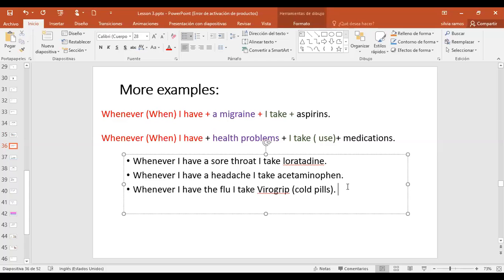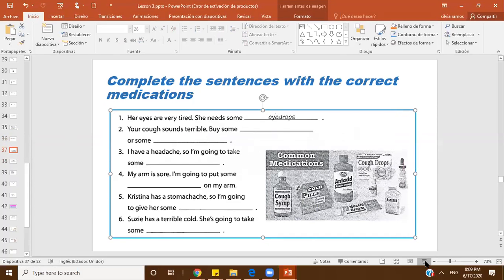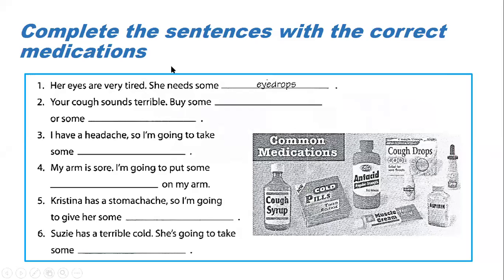Okay, very good. So we were practicing yesterday with common medications, and look at this example here. This is something that is going to give you meaning. For example, look at number one: her eyes are very tired. She needs some eye drops, right? Then we have number two. Who wants to help me and read number two? ¿Quién quiere leer la número dos? Solo leer lo que está. Who wants to read? Margarita, okay.